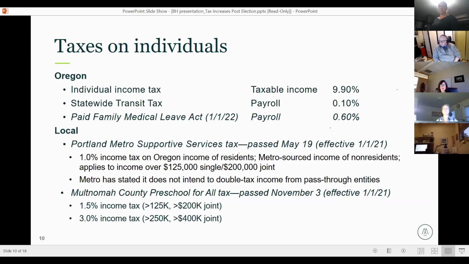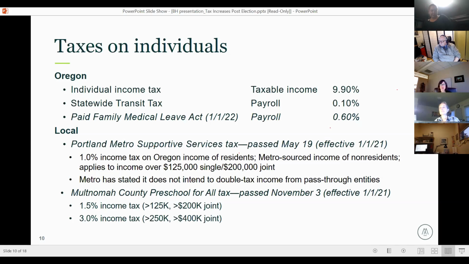Taxes on individuals, this is another breakout of that opening slide. We have our individual income tax at 9.9% at the state level, the statewide transit tax, and then starting 1/1/22, the Paid Family Medical Leave Act contribution, 0.6% of payroll. At the local level, we have two new taxes. We haven't really had local individual income taxes for a while, but we've got two big ones now, starting in a few weeks.